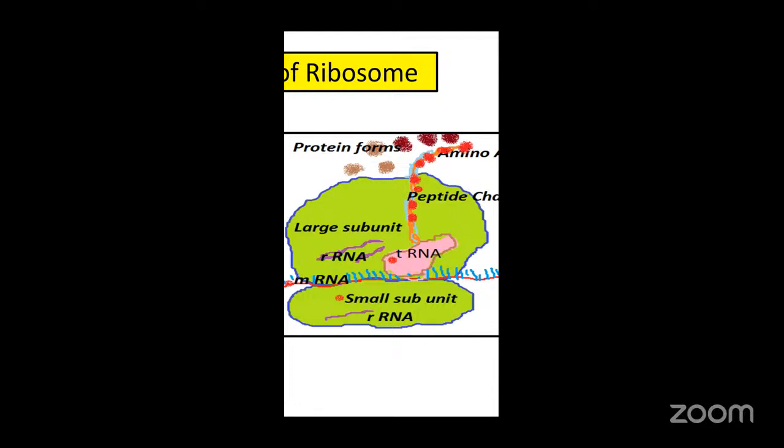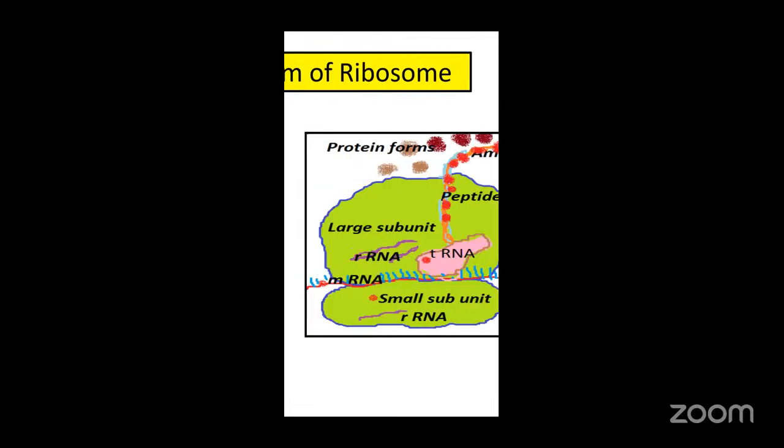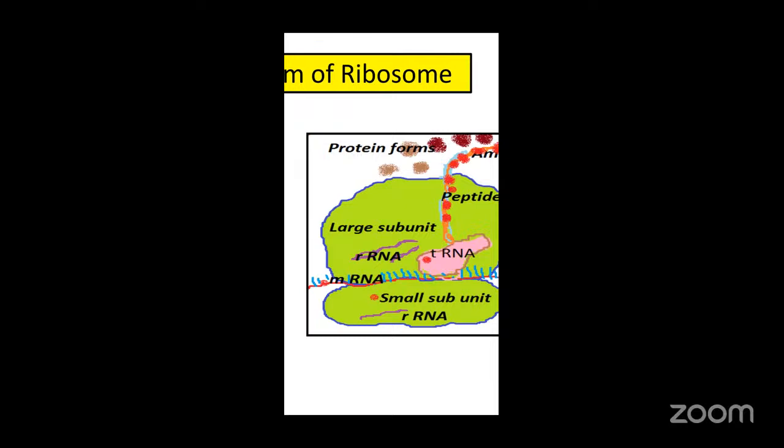In between these two, you have the messenger RNA, which passes the message from transfer RNA to ribosomal RNA. This is the peptide chain and this is the amino acid. So this is how the protein will form. It helps in the formation of proteins. So this is the diagram of the ribosome.